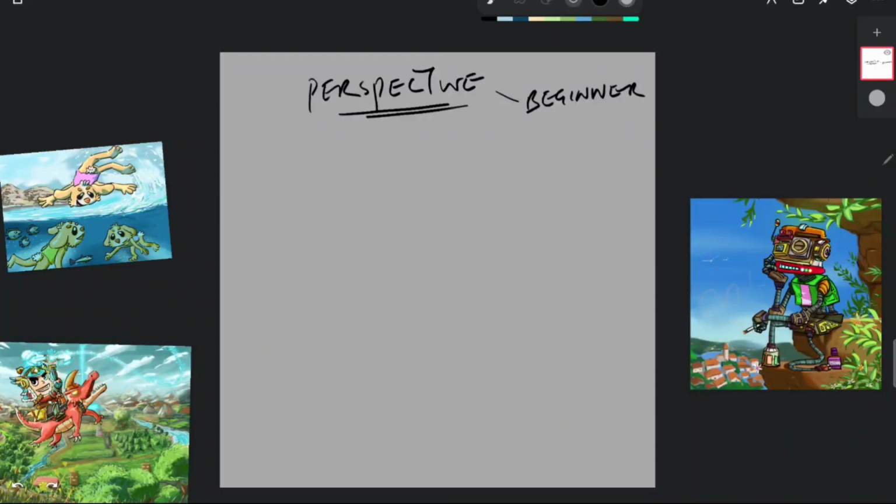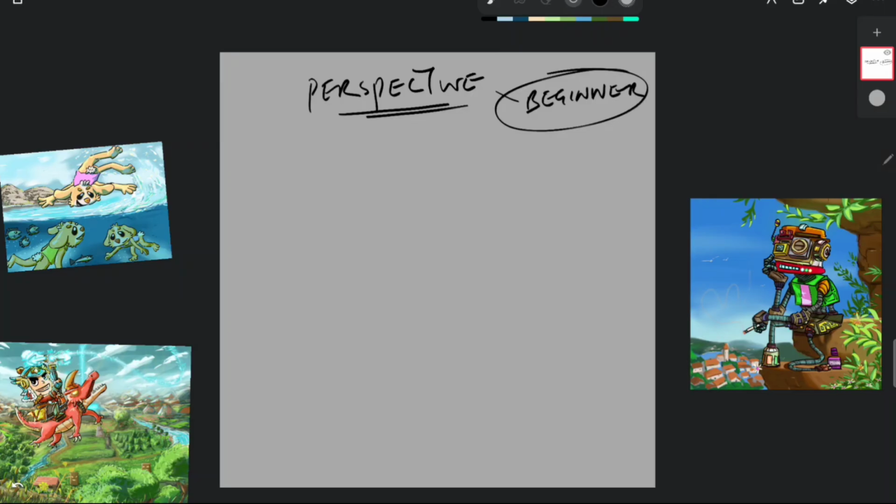Hello guys, welcome. So today we are going to be talking about perspective, and we are going to be going from the beginners level to intermediate, and then others. We are going to see how to break down perspective, an introduction to it, so as to understand it.